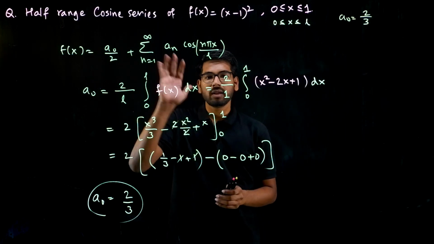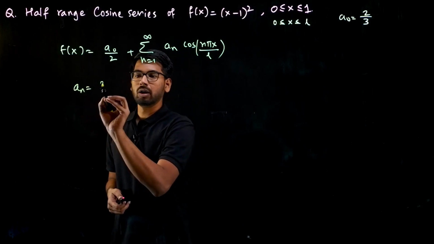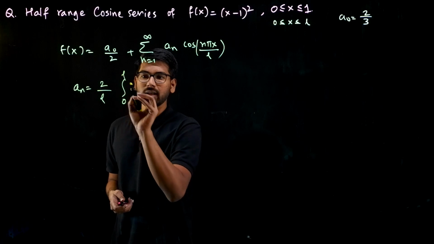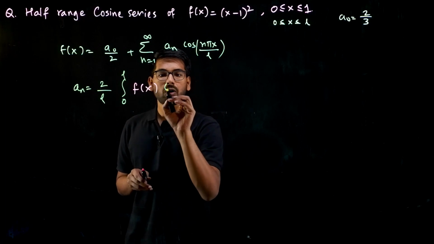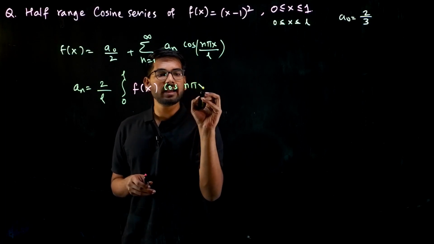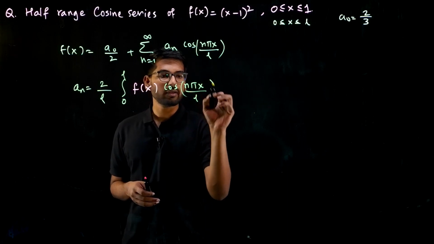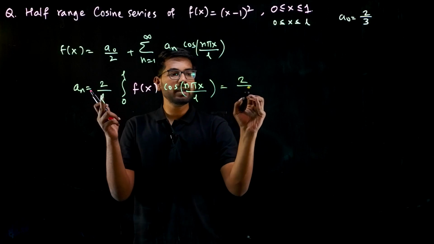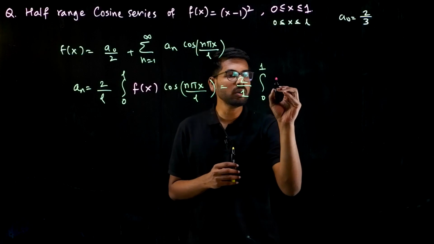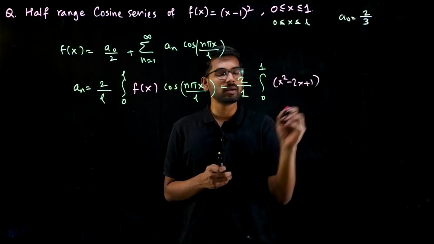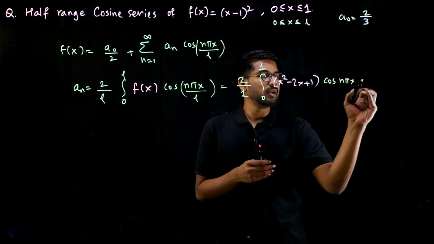Now let's find an. Next, an is 2 by L integration from 0 to L f of x into this term here, cos n pi x by L. L is 1. I'll write it one more time. So this will become 2 by 1 integration from 0 to 1 f of x, which is x minus 1 whole square or x square minus 2x plus 1, into cos n pi x, L is 1, dx.